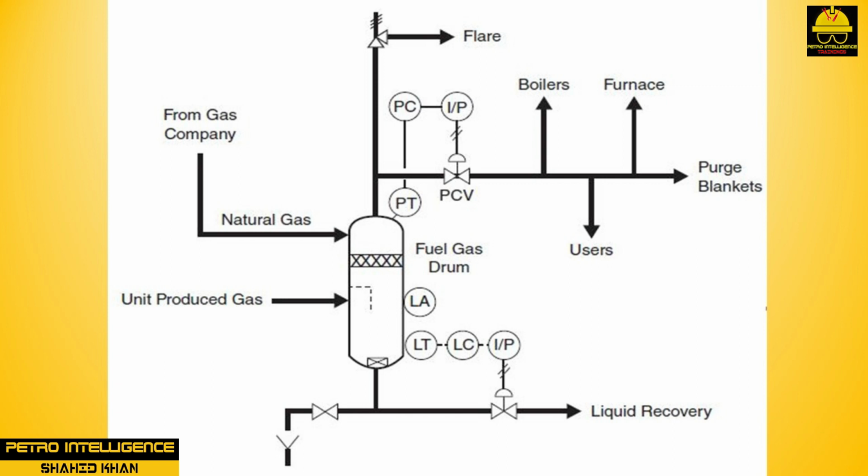Natural gas is used to supplement the fuel gas produced at a unit in order to meet furnace and boiler demands. Natural gas is also used as a purge medium in unit startup and shutdown.